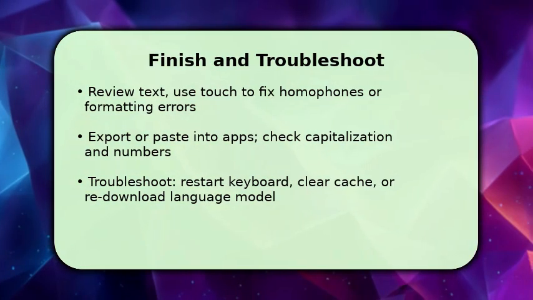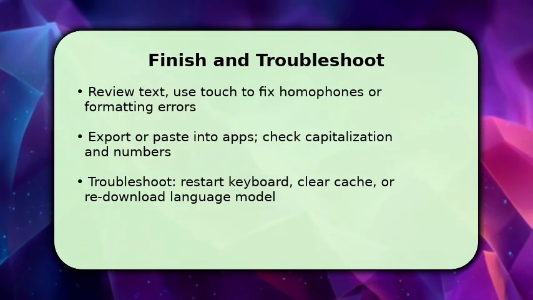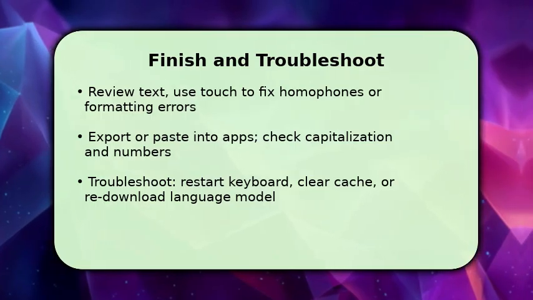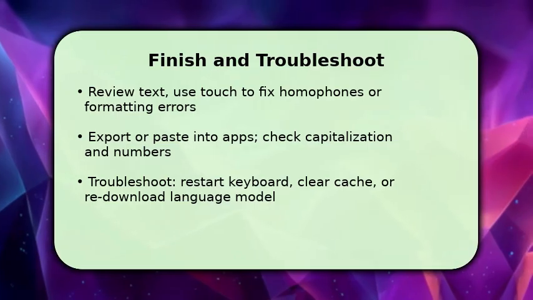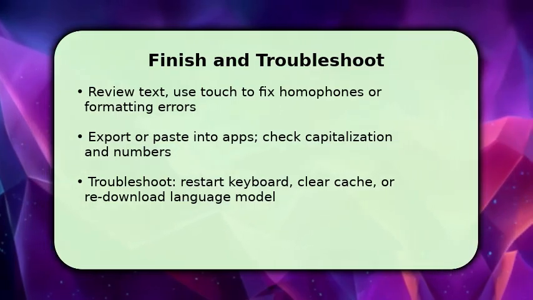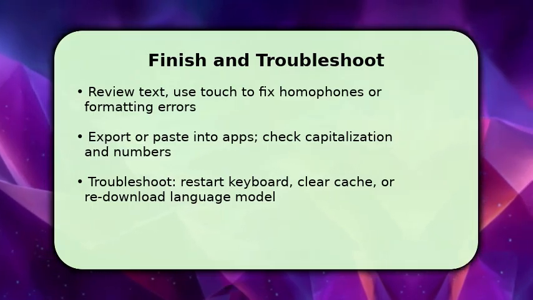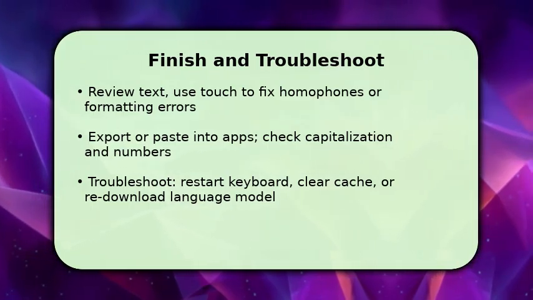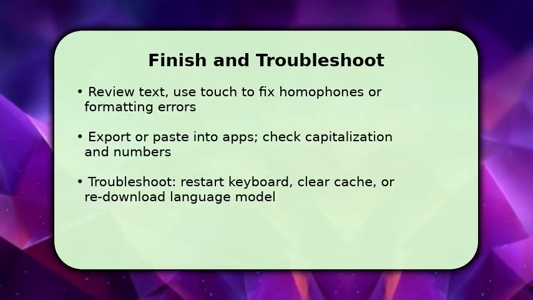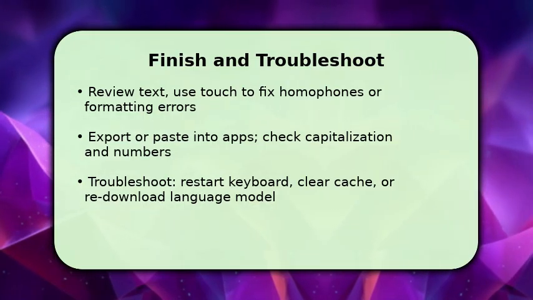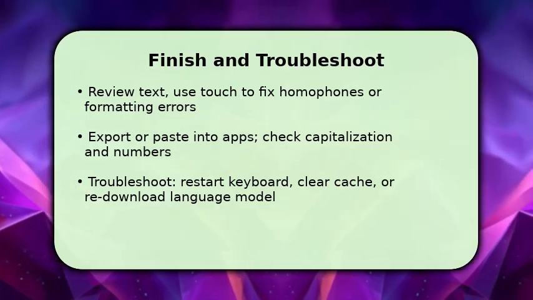To finish, proofread your transcription for homophones, numbers, and spacing, and use touch edits for precise fixes. This is faster than redictating. Then paste or export your text into the target app and confirm capitalization and numeric formats like 1/2 or 3.5. If recognition is poor, restart the keyboard, clear its cache, or re-download the voice model. That resolves most glitches. Finally, test in a quiet spot to verify the fix. You'll notice immediate improvement in accuracy.